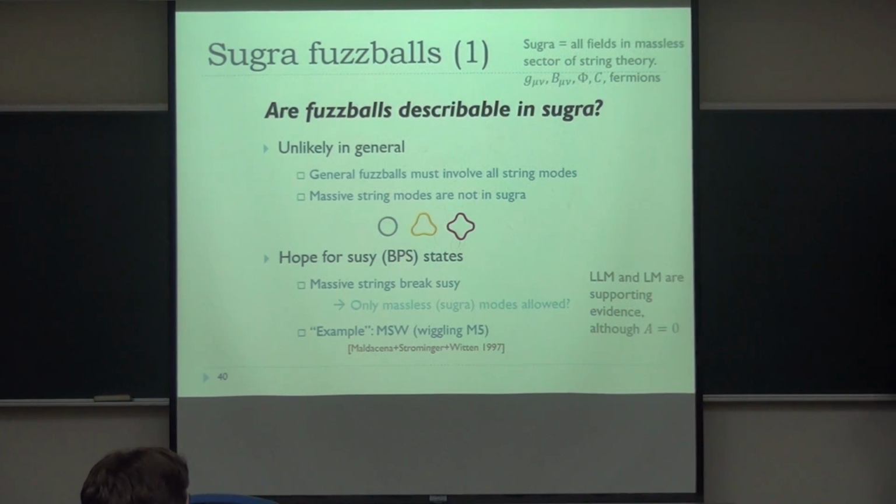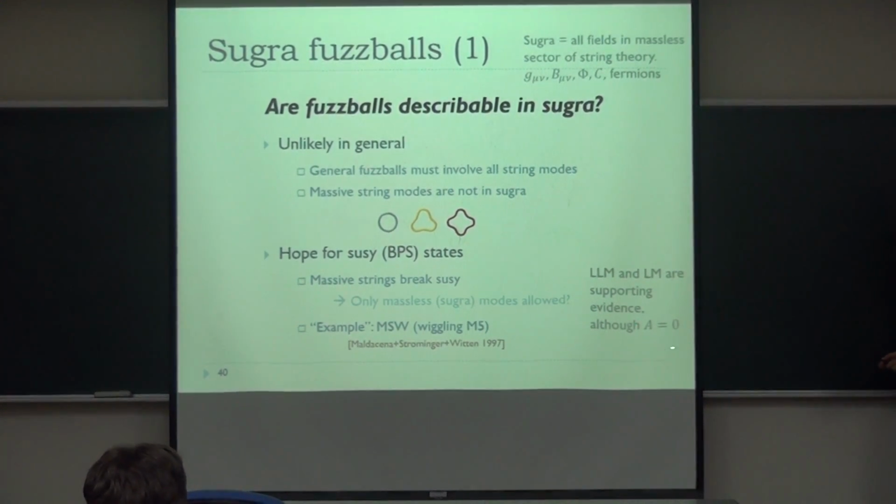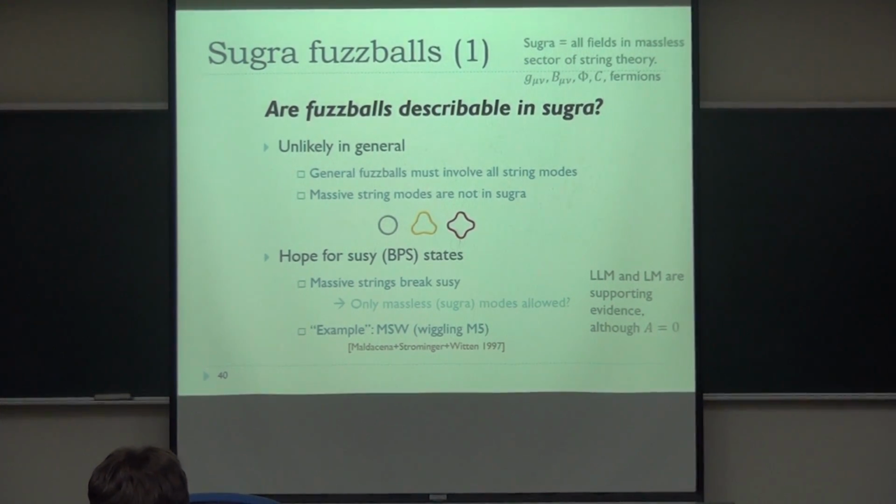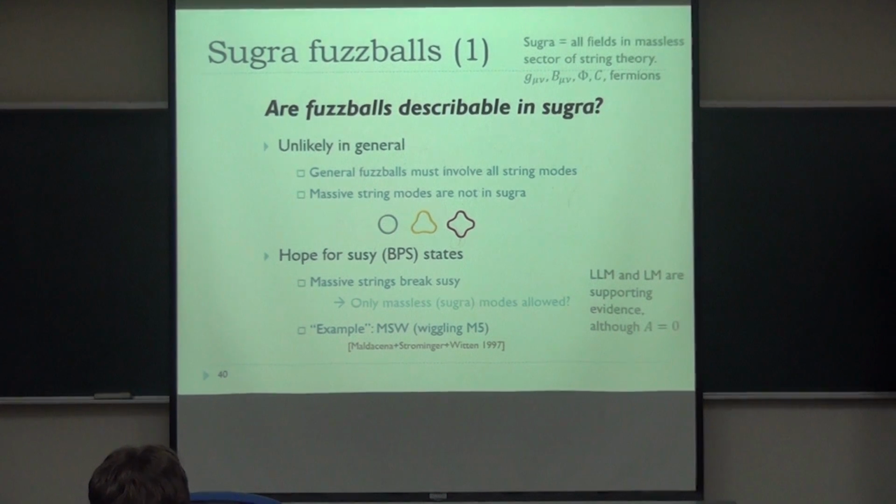described in supergravity. And the LLM and Lunin-Mathur geometries are supporting evidence in some sense, although the horizon area vanishes. So whether it's going to be true for finite horizon black holes is not clear, but it's certainly an encouraging piece of evidence. And you can also say that there is an even more explicit example which says that this is true. That's the MSW black hole.